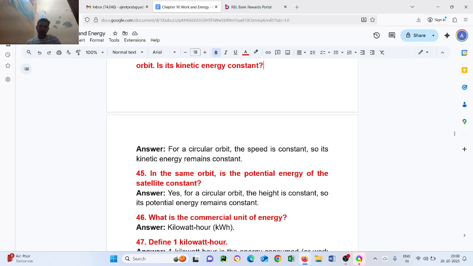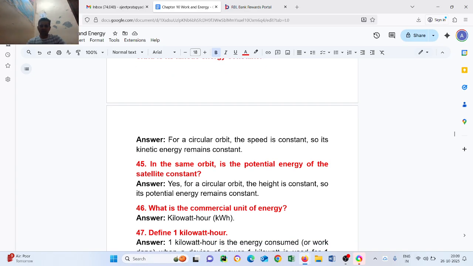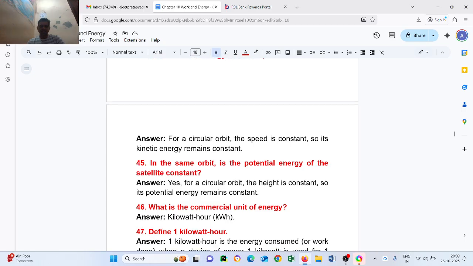Question number 45. In the same orbit, is the potential energy of the satellite constant? Yes. For a circular orbit, the height is constant, so its potential energy remains constant.